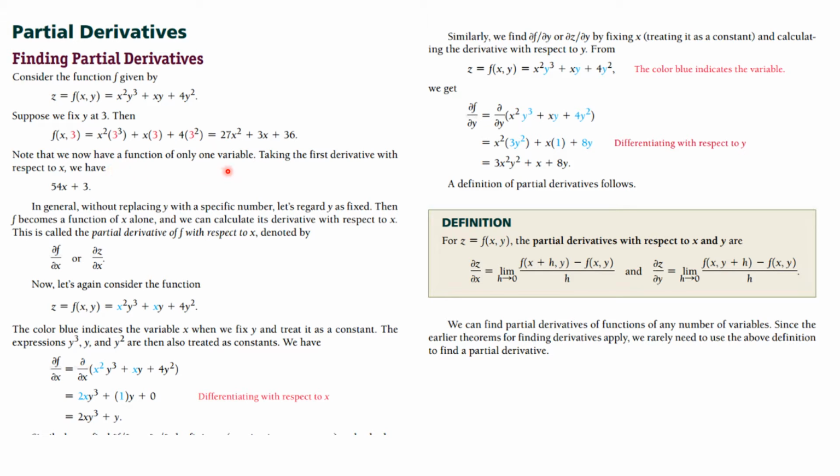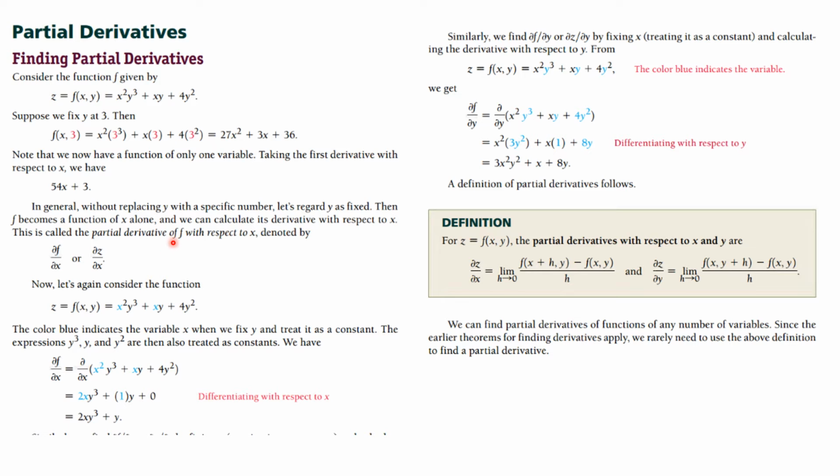Note that we now have a function of only one variable, the x. So taking the first derivative with respect to x of this function, we get 54x plus 3. Make sure you follow these calculations. It's good review for the final exam. In general, without replacing y with a specific number, let's regard y as being a fixed value, whatever it is. Then f becomes a function of x alone, and we can calculate its derivative with respect to x.